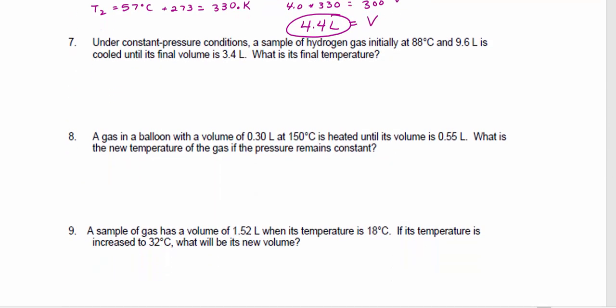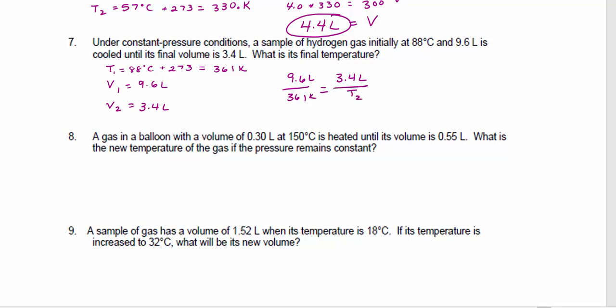Number seven, under constant pressure conditions, so V and T are at play here, a sample of hydrogen gas initially at 88 degrees Celsius, so I convert that into Kelvin, so that 88 degrees becomes 361 K. And an initial volume, I have 9.6 liters, is cooled until the final volume is 3.4 liters, so what's the final temperature?